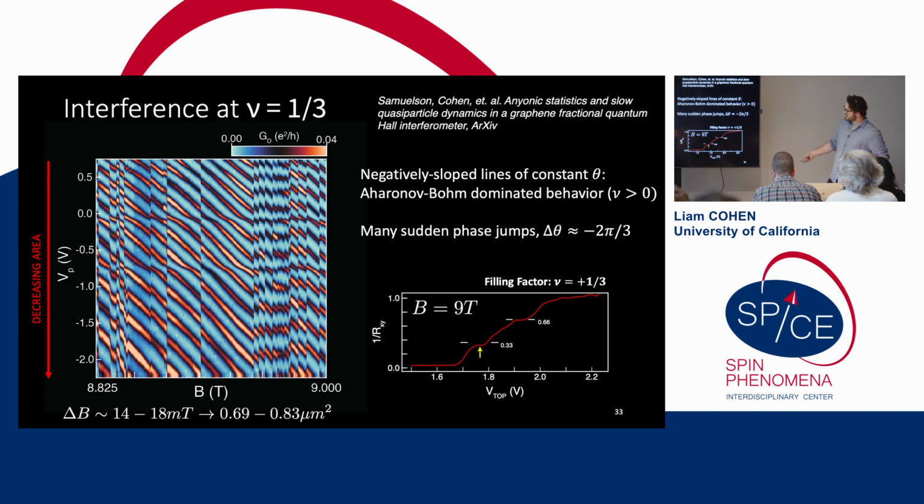And that's pretty understandable because as we change the plunger gate, if we go in the downward direction, we're decreasing the area of the interferometer. So in order to stay at the same flux, we have to increase the magnetic field. Those negatively sloped lines are strongly indicative of having an Aharonov-Bohm dominated cavity. But the thing that's quite interesting is that these Aharonov-Bohm lines are punctuated by these very sharp phase slips.